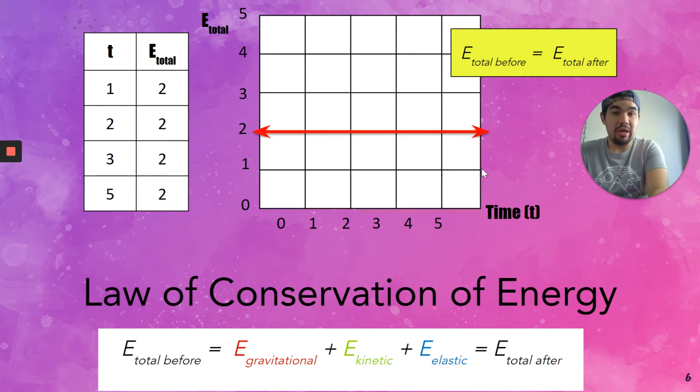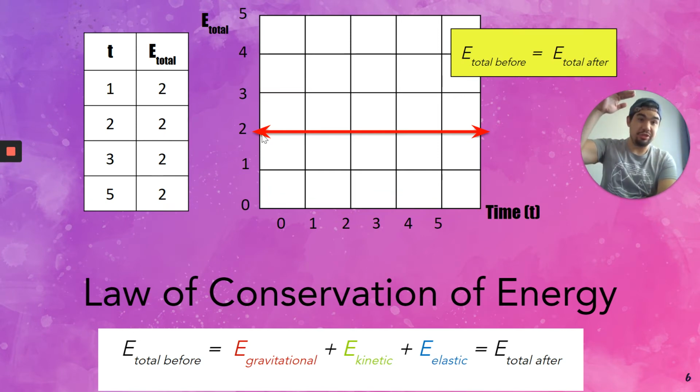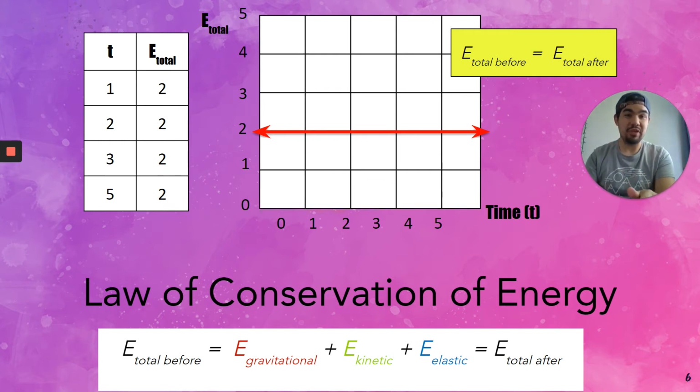At 0 seconds, we have 100% potential energy. At 3 seconds, maybe it's 100% kinetic energy. At 5 seconds, maybe it's a mix of both potential and kinetic. But the total energy always stays the same. So we end up with a horizontal pattern. This total energy doesn't change at all, no matter where we're at in the system. So however much energy we had at the beginning of the ride is going to be the same total energy we have at the end of the ride.